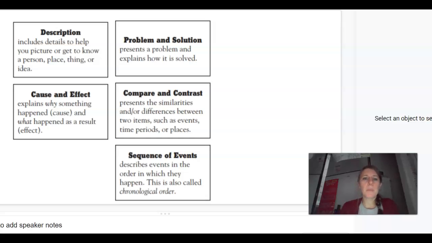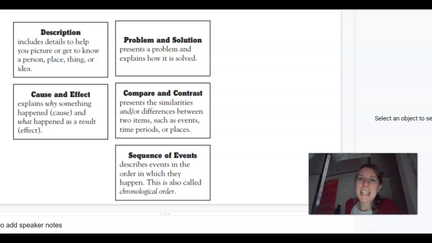Okay, so let's talk a little bit more about text structure. So the 5 that we're going to focus on are problem and solution, compare and contrast, sequence of events, cause and effect, and description. I purposely named description last because a good author is always going to do a fantastic job of describing whatever it is they're talking about. Whatever they want you to learn about, they're going to describe it very well. Okay, that's why they got their book published.